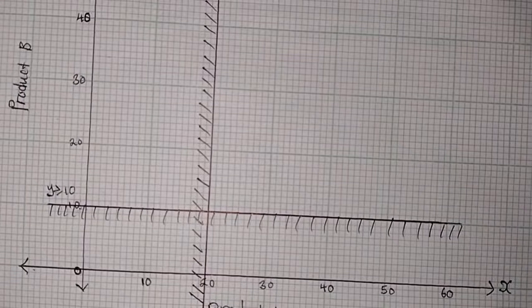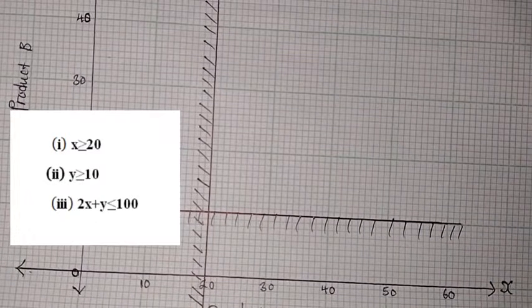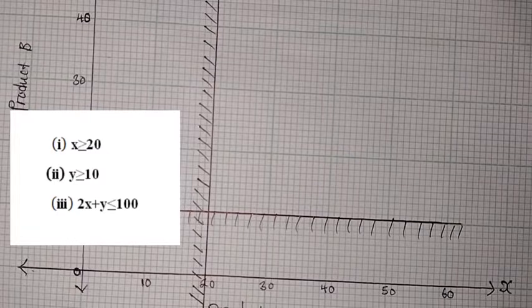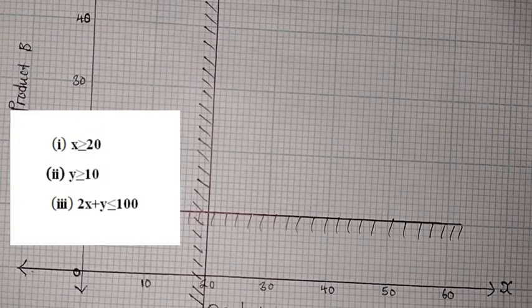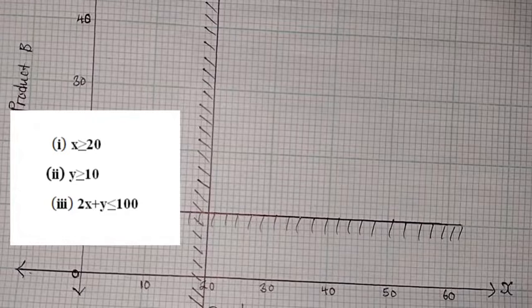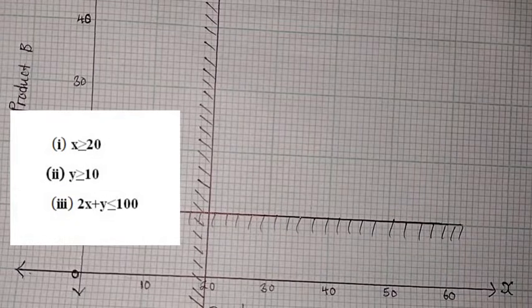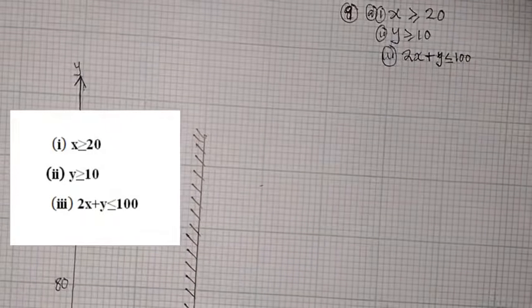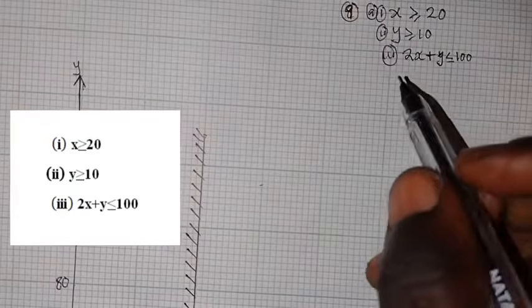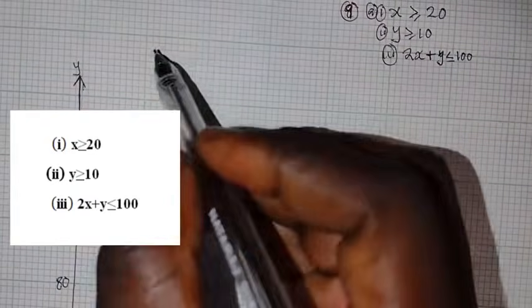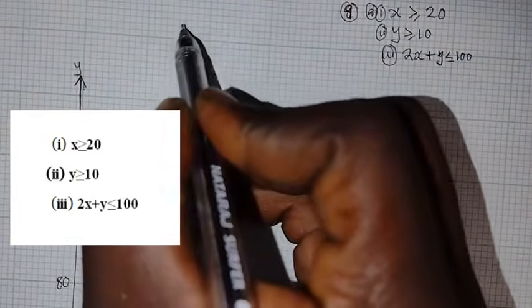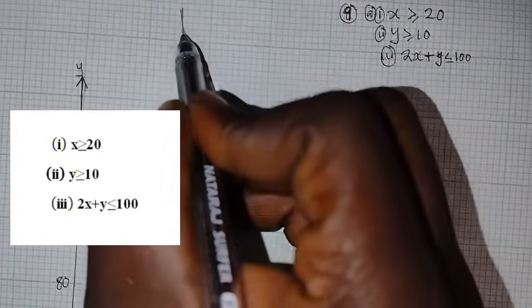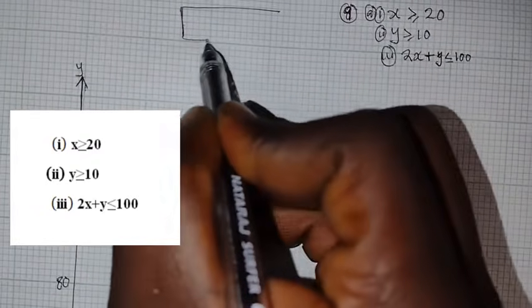Then we are remaining with our last line. Now, our last line, as you can see, is 2x plus y less than or equal to 100. So whenever you have that type of inequality, you need to come up with a table of values. You need to come up with a table of values for this one. So this table of values, we can just make it like this.